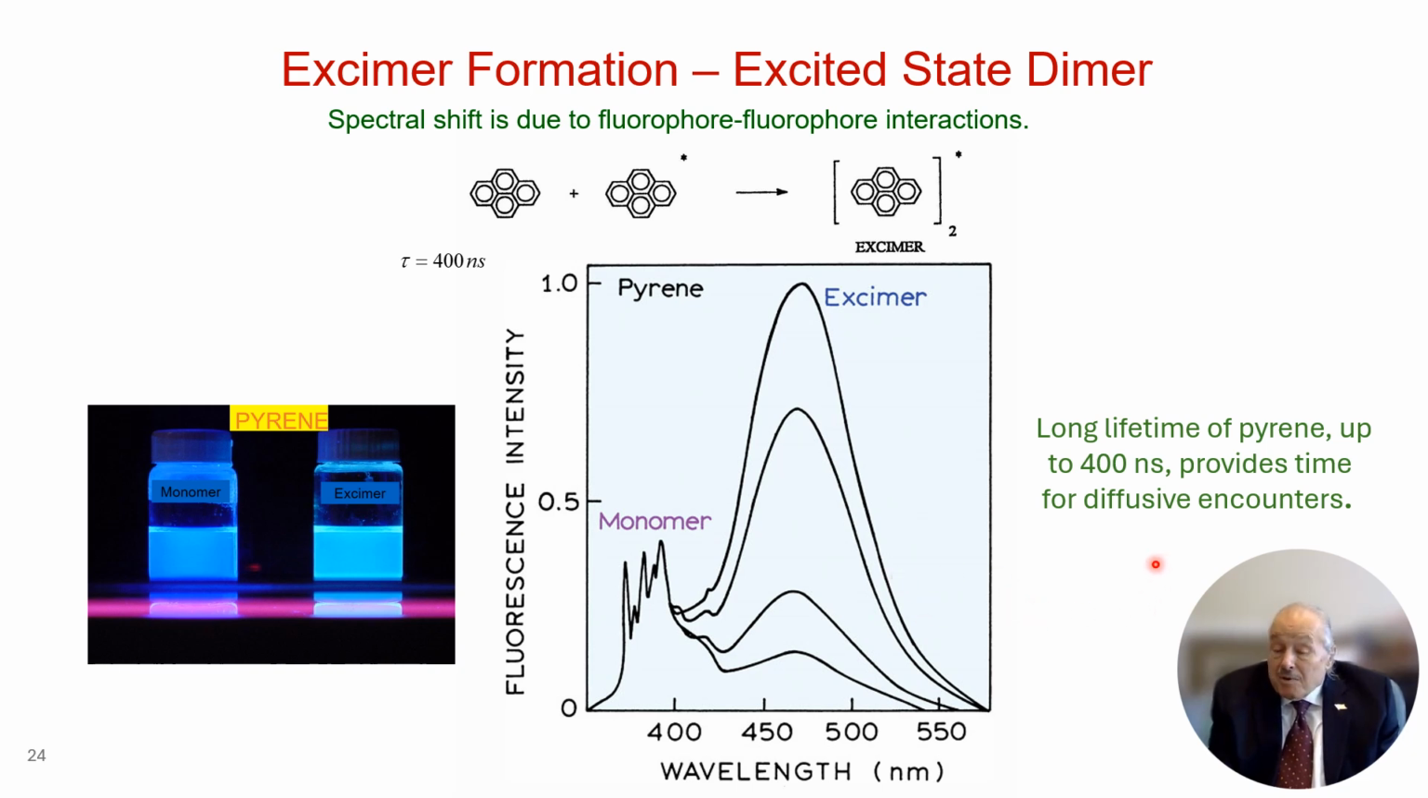The reason this works so well is that other polynuclear aromatics can do this, but you don't see it because they don't have time to diffuse and contact one another. Pyrene has a very long lifetime, on the order of 400 nanoseconds. Because of that, it has a long time to diffuse and to form excimers.